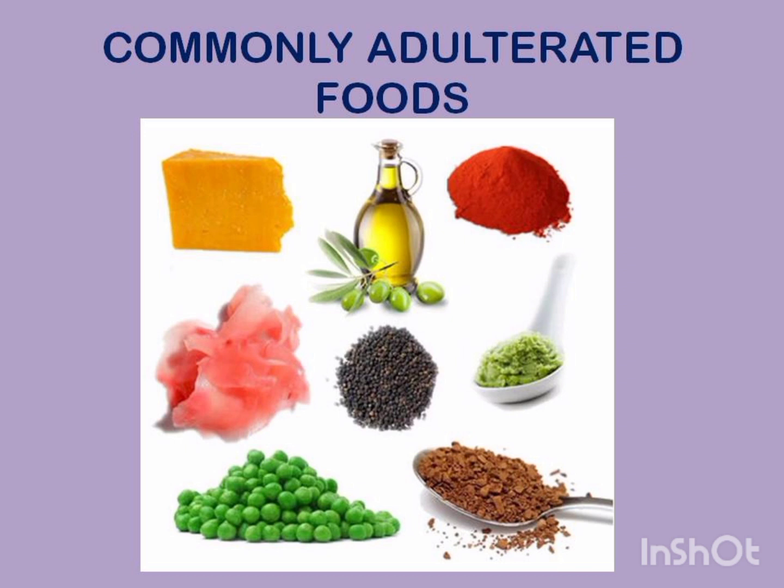The best example we can say is milk. In milk, what they do is they add water, so that the nature of the milk will be changed. So it is one example of adulteration. And in chili powder, they mix in brick powder, which is a kind of adulteration. And in edible oil, they mix some inedible oil, which is also a kind of adulteration. So these were some of the commonly adulterated foods.